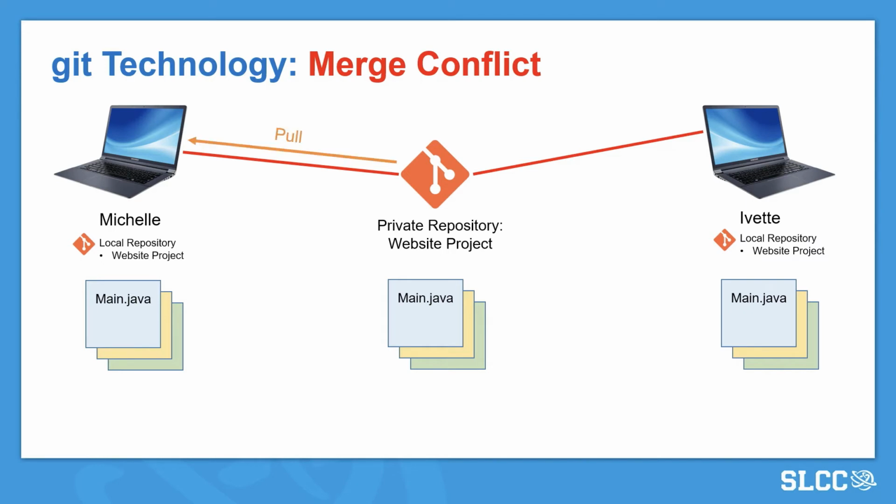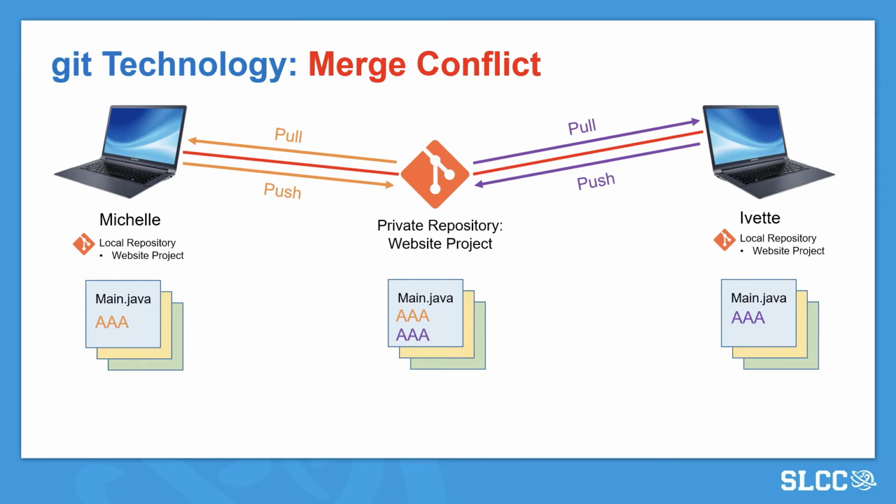So as an example, same scenario, Michelle pulls the project, Yvette pulls the project. They both make changes and push those changes. We're simulating changes to the same lines here. And so in this central repository for the website project, we now have a conflict. That same line was changed by two developers. And that's referred to as a merge conflict.